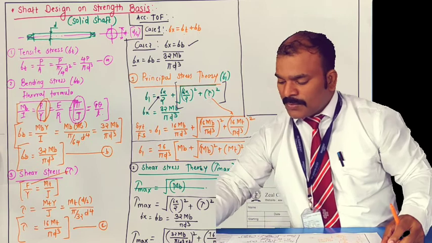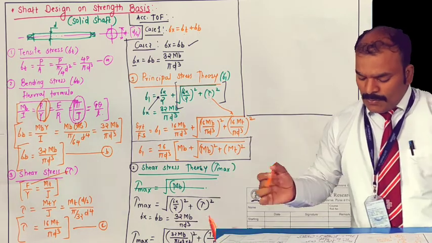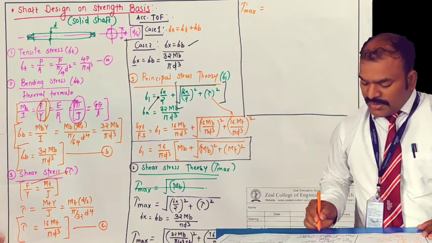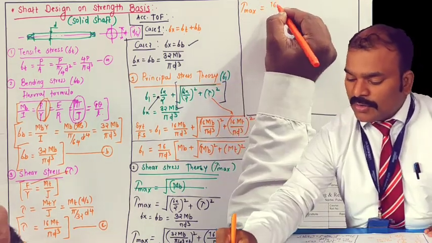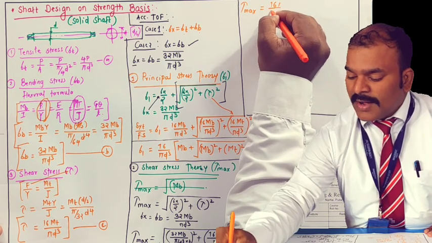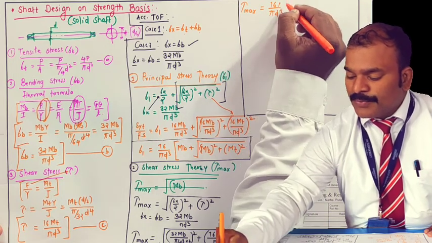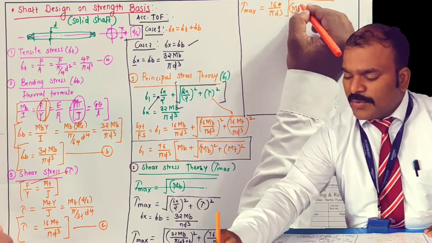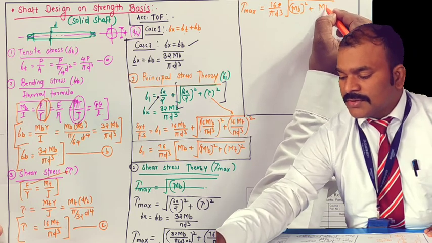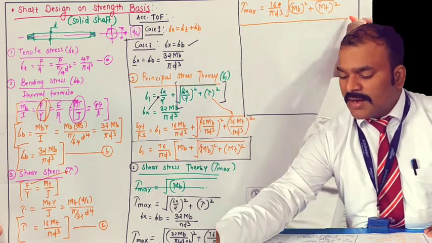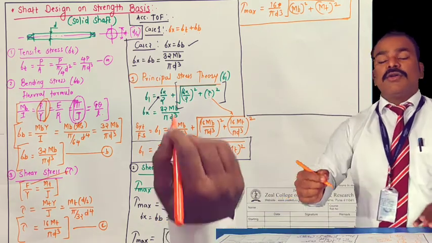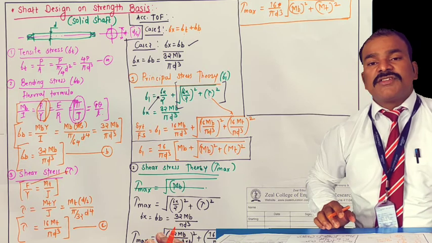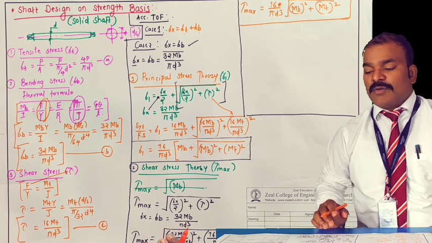While using this, you can see tau max is equal to, again taking 16 by pi d cube common, 16 by pi d cube square root of Mb square, that is the bending moment, plus the torsional moment square. And this will be the equation for calculating the maximum shear stress for designing the diameter of the shaft.